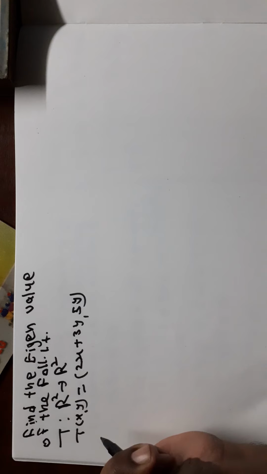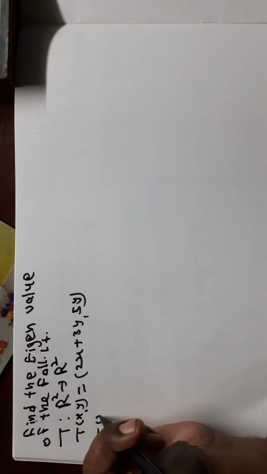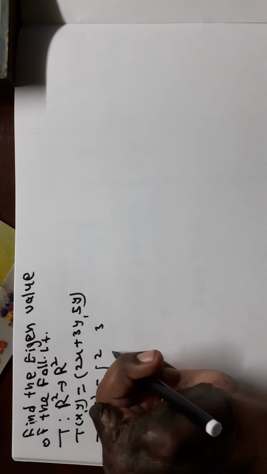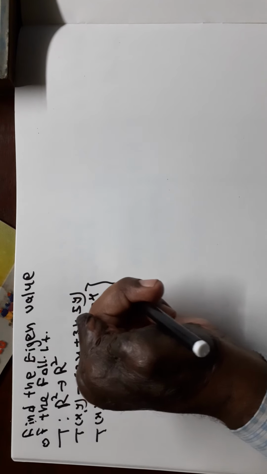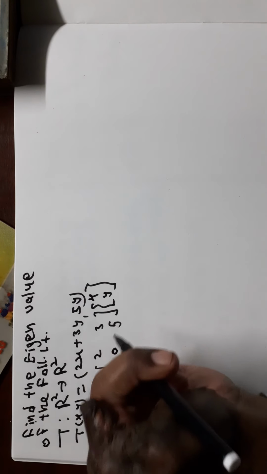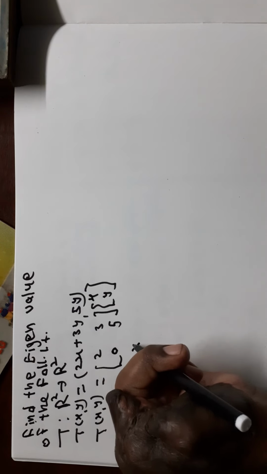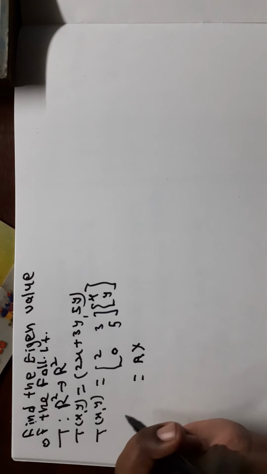Now let us first write T in the matrix form. T of (x, y) is equal to the matrix [2 3; 0 5] times the column matrix (x, y). Here this is the matrix form of T. T of (x, y) is equal to [2 3; 0 5] (x, y), which is equal to AX, where X is the column matrix (x, y).